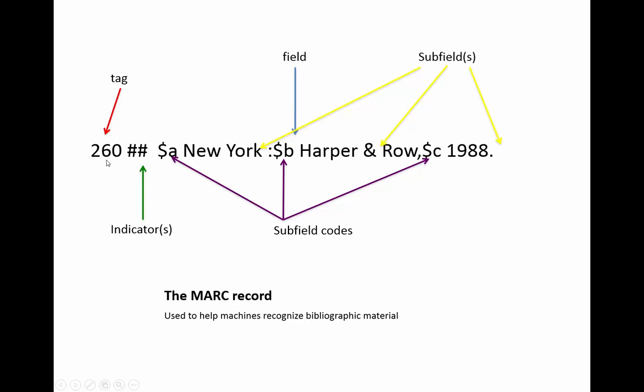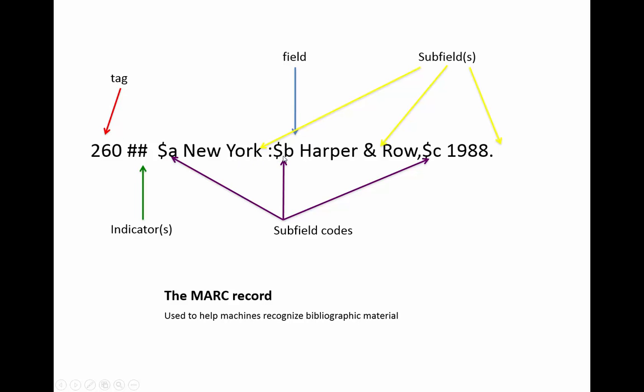My tag is 260, publication information. I have no indicators. There's nothing special about this line. It's straightforward. The computer keeps reading from left to right. Here's a subfield code. Subfield code A means I'm going to find where this book was published. New York.